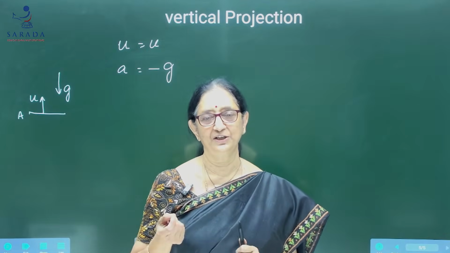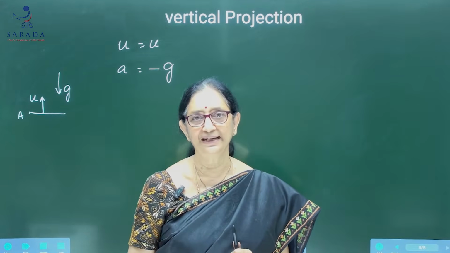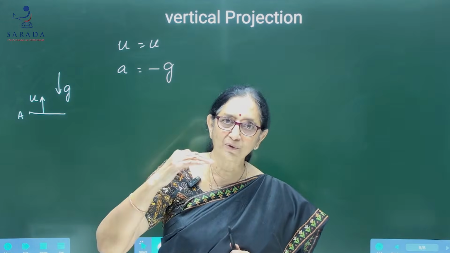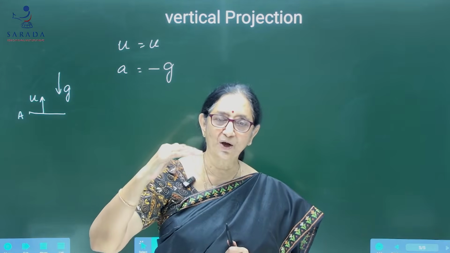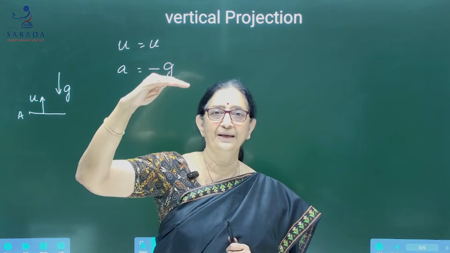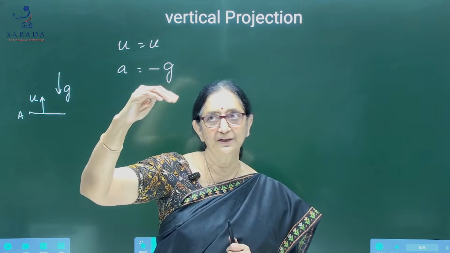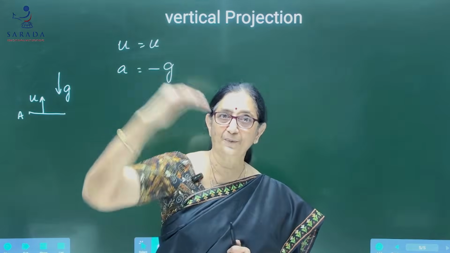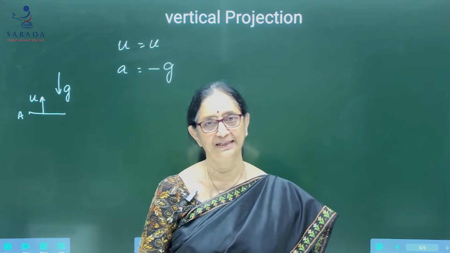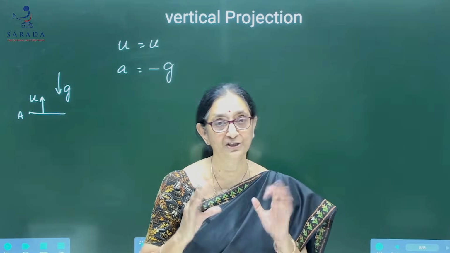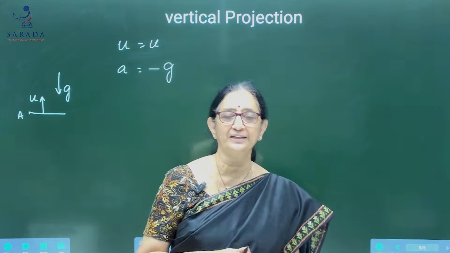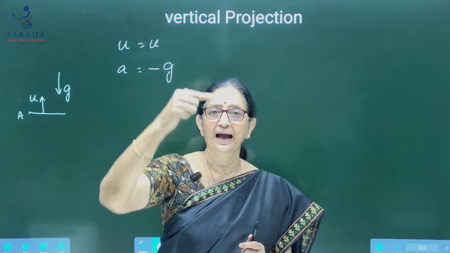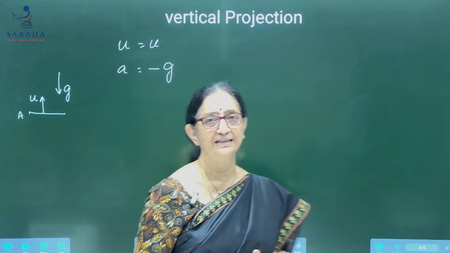When a body is projected vertically up, its retardation, that is braking, is in the downward direction. So, as it moves up, its velocity keeps on decreasing and finally becomes 0. When it becomes 0, it cannot go beyond that, it just starts falling down. So, at the highest point, its velocity becomes equal to 0. So, you have to visualize that. When a body is projected vertically up, it goes straight, reaches a maximum height and then it falls back.